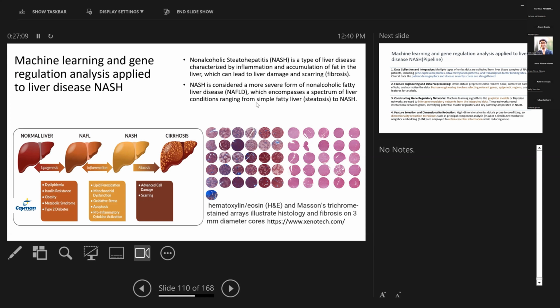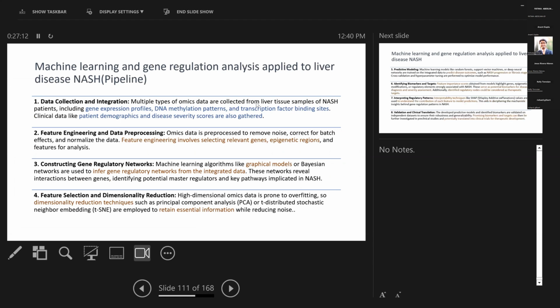Now, I'm going to propose a general pipeline that can be used in gene expression using machine learning. So the first stage would be data collection and integration. That would be collecting gene expression profiles, then methylation patterns and transcription factor binding sites, and then also patient demographics, disease severity scores, etc. Then the second stage would be feature engineering. That will involve selecting relevant genes, epigenetic regions, and features for further analysis. Then would be the building of gene regulatory networks. It can be done through graphical models or Bayesian networks to infer gene regulatory networks from the integrated data.